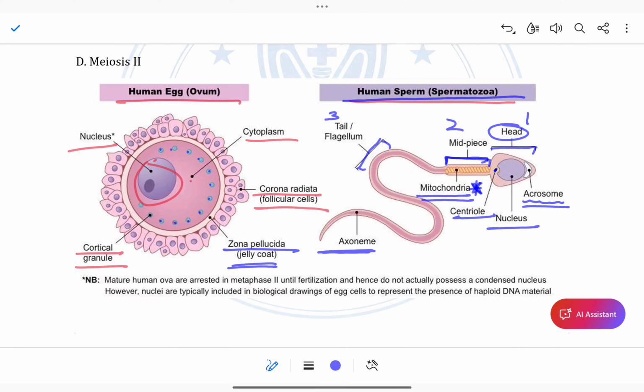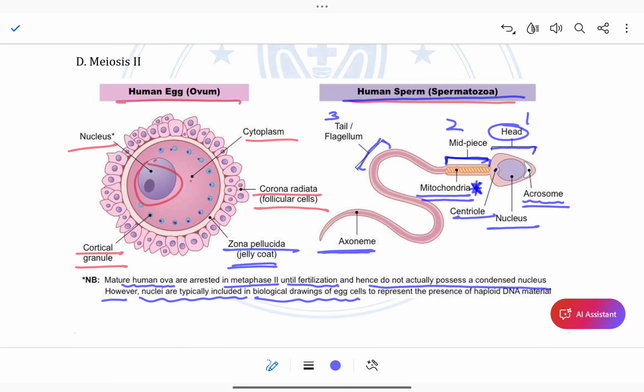Note point: mature human ova are arrested in metaphase 2 until fertilization, and hence do not actually possess a condensed nucleus. However, nuclei are typically included in biological drawings of egg cells to represent the presence of haploid DNA material.